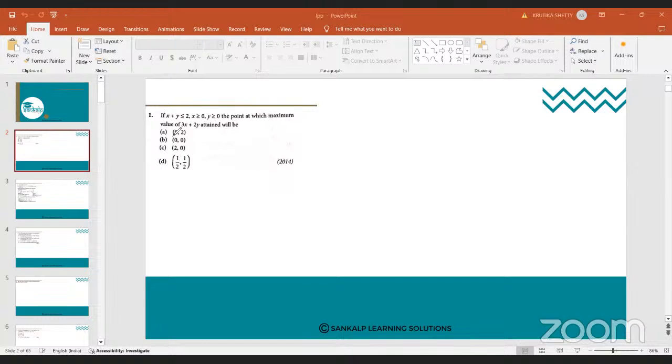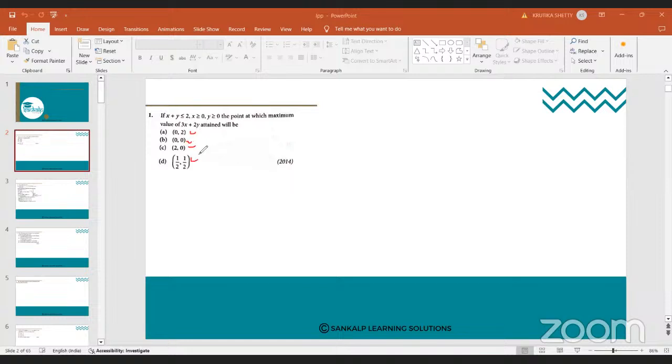Okay, so the first question here is: if x + y is less than or equal to 2, x is greater than or equal to 0, y is greater than or equal to 0, the point at which the maximum value of 3x + 2y is obtained will be... Okay. So four corner points are given, these 4 points: 1, 2, 3 and 4.